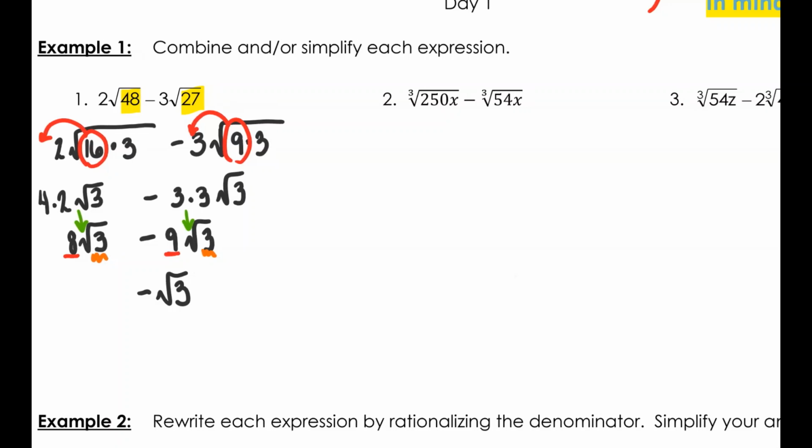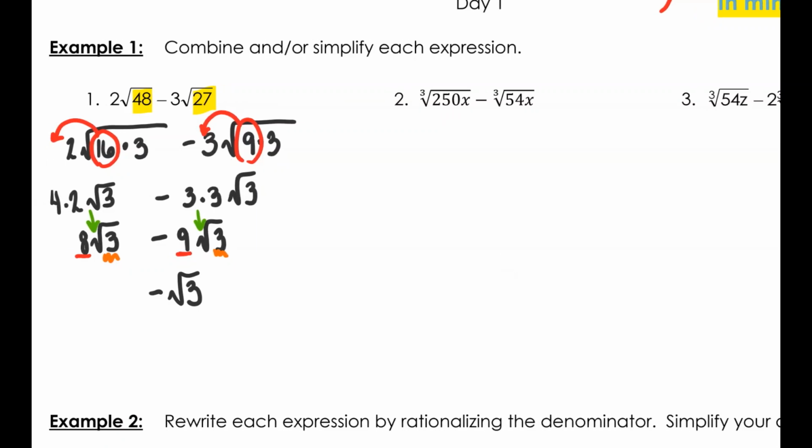Number 2, notice that I have an index of 3. So this time I'm taking the cube root of 250x minus the cube root of 54x. Well, 250, just like I did on the last one, you can factor that numerous ways, and a lot of people want to use 25 and 10 for that. But see, 25 is not a perfect cube. My index in this one is a cube, and so I need to come up with a factorization that has a perfect cube in it, and 125 is a perfect cube.